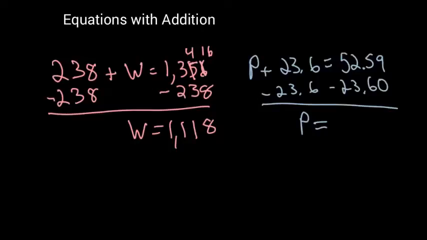Again, follow your subtraction rules. Put that 0 placeholder if you need it. 9 minus 0 is 9. Need to borrow to do 5 minus 6. So 15 minus 6 is 9. Need to borrow again. So 11 minus 3 would give us 8. And 4 minus 2 is 2. So we get 28 and 99 hundredths.